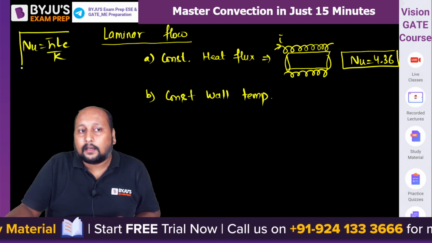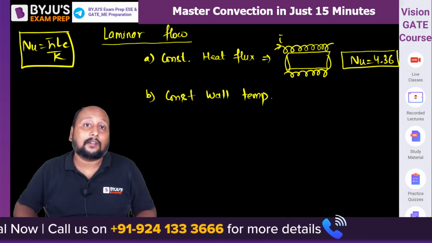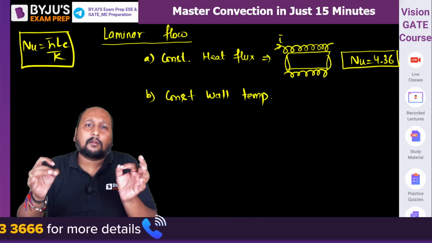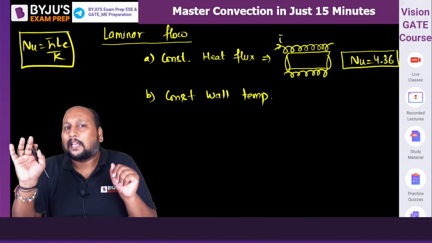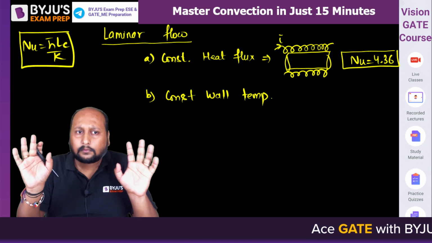Because if Nusselt number is equal to 4.36, can we calculate the value of h? Here the characteristic length Lc will be equal to the diameter of the pipe if you have a circular pipe. If you have a non-circular pipe, then we use a simple formulation for the characteristic length, that is 2AB upon A plus B, where A and B are the dimensions of the rectangle. That is the characteristic length.